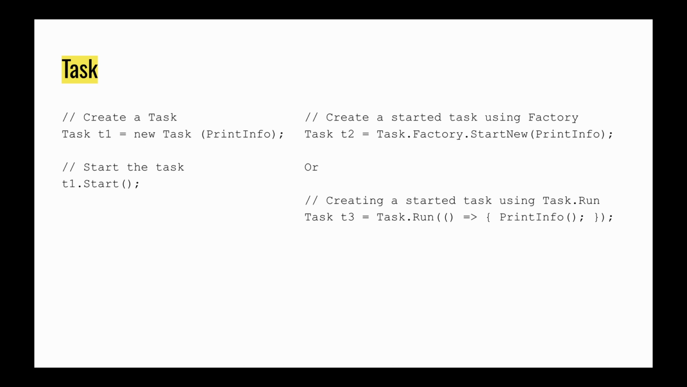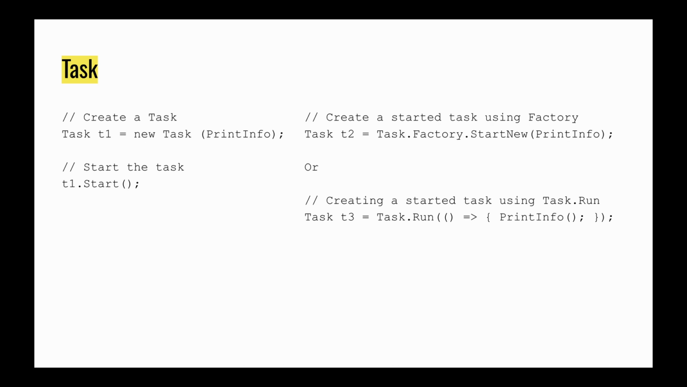We can create a Task object using the Task class. The following is an example of creating a Task object using the Task class and starting it by calling the Start method of the Task class. In the above code snippet, we create a Task object, T1, and start it using the Start method. Instead, we can also create a Task object that will run automatically using the Factory property or the Run method as shown below. So we can create Task objects in different ways according to our requirements.